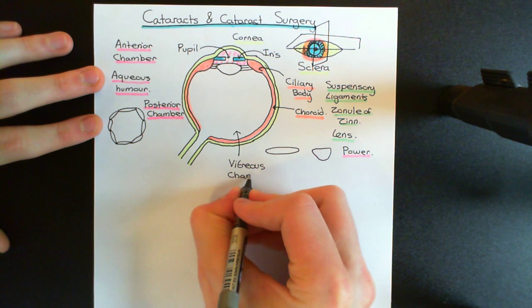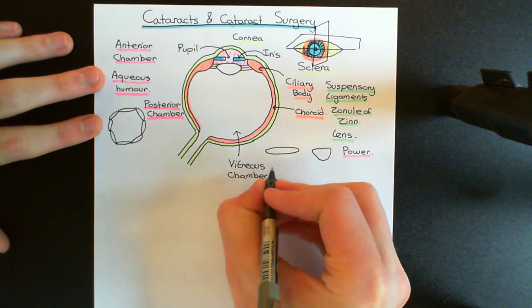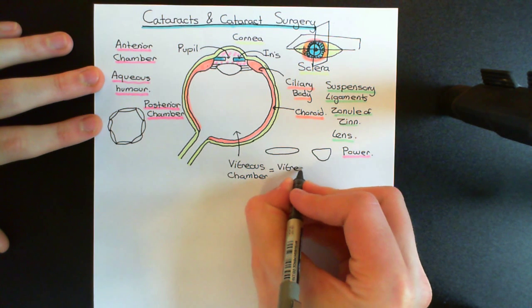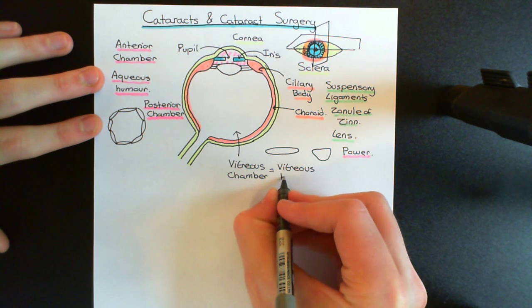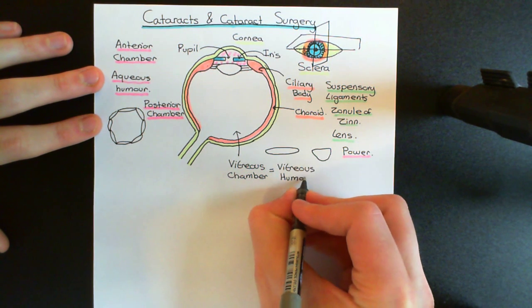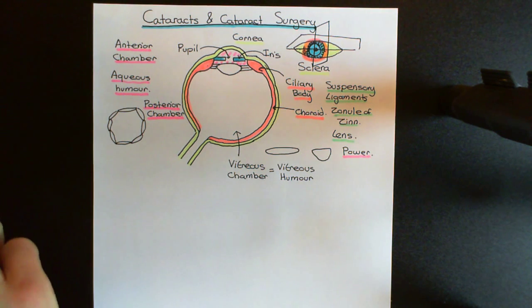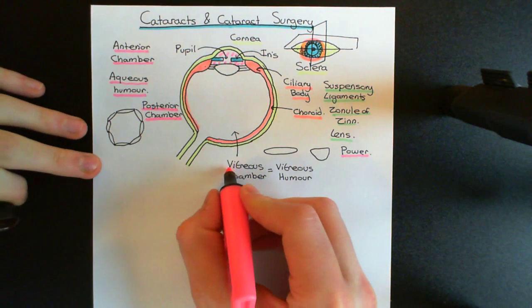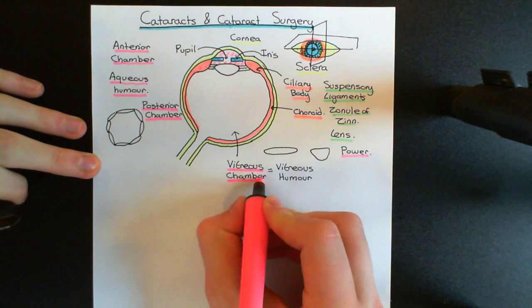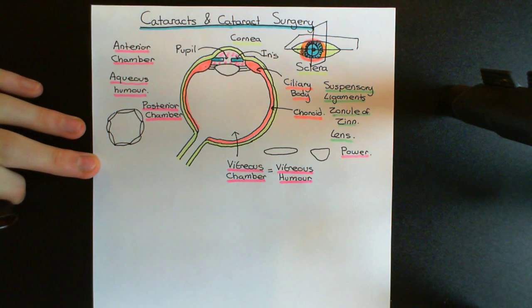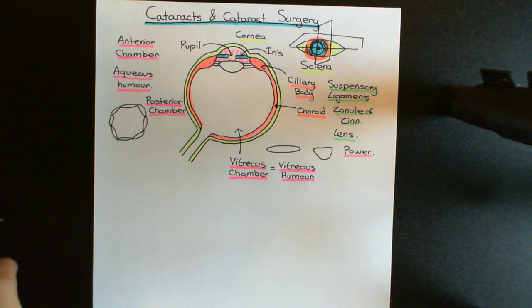Okay, and it's not filled with aqueous humour, instead it's filled with vitreous humour. So it's filled with something known as the vitreous humour, which is jelly-like in consistency. Consistency is what I meant. Okay, so this is the vitreous chamber here, and it's filled with the vitreous humour, often just referred to as the vitreous.